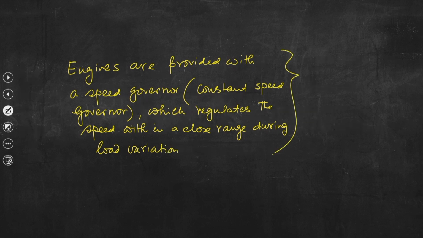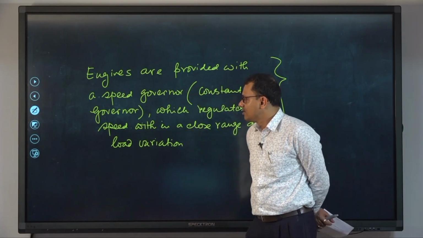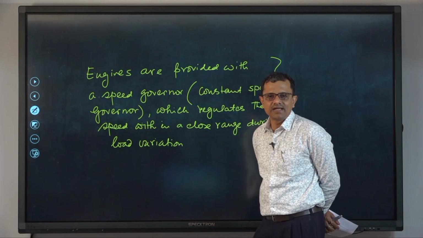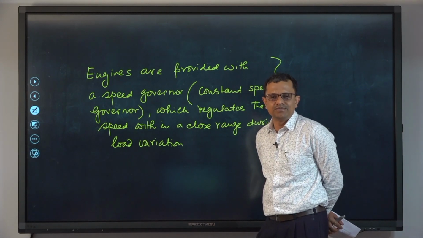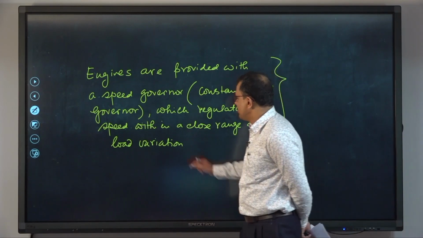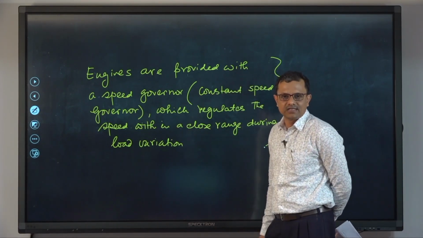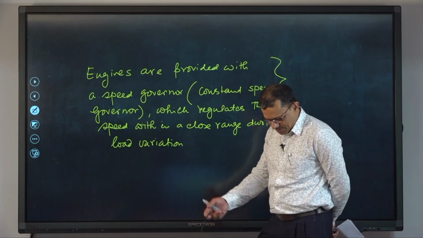So, that means it is not really possible to maintain the speed exactly unique all throughout the operation of an engine, but essentially this governor, or mechanical device, will try to bring a control over the speed so as to maintain the speed within a close range during load variation. So, this is basically the speed control governor.